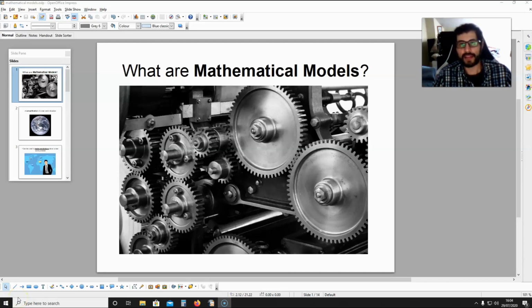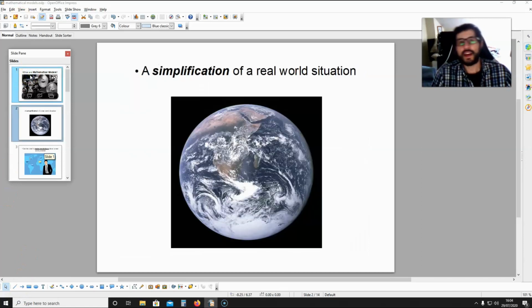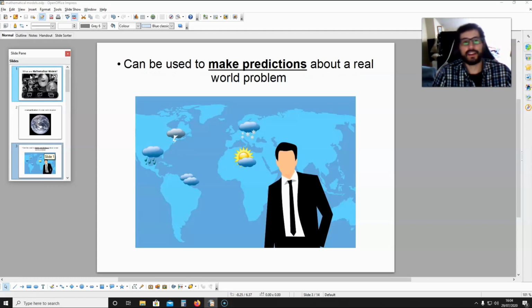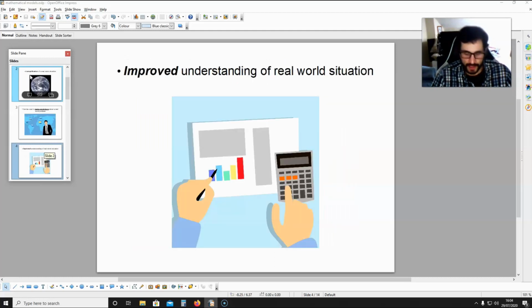What are mathematical models? Well, firstly, a mathematical model is a simplification of a real-world situation. Secondly, a mathematical model can be used to make predictions about a real-world problem. If we analyze a model, what we get is an improved understanding of the real-world situation that we're dealing with.